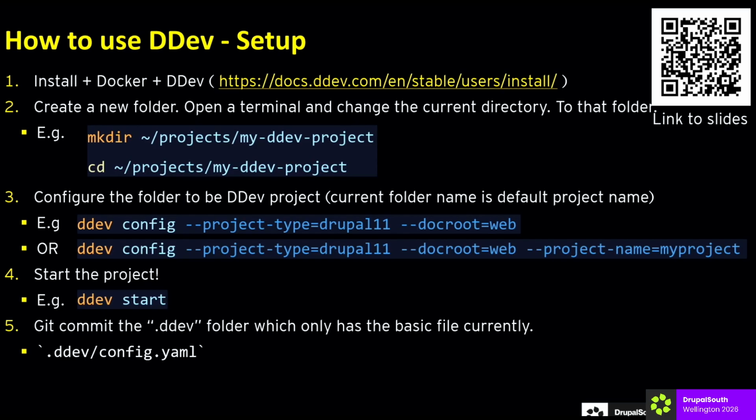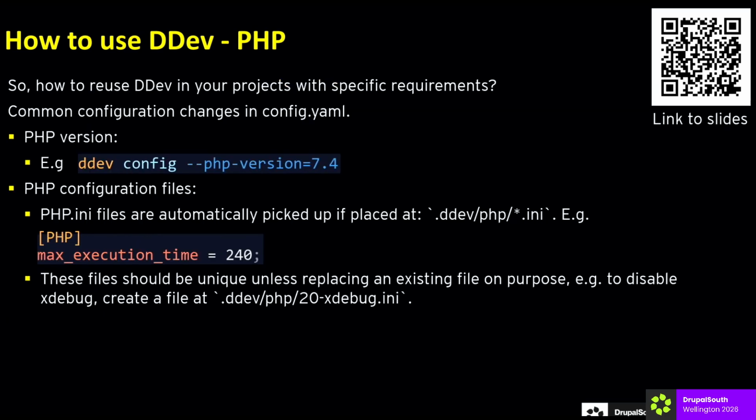And then yeah, there's the .ddev folder. Bunch of things are committed. I think it's on a different slide, but essentially, there's a bunch of things that are ignored, but the basic file is just commit the config file when you're sharing the project. Yep, cool. So some basic things with the PHP and database version.